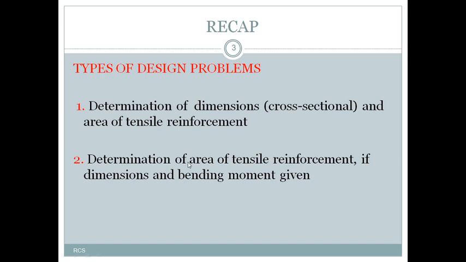In the second part, the dimensions like b and d are given and predefined, and according to that we have to calculate the area of steel. First we have to decide what type of section it is, whether an under-reinforced section or an over-reinforced section. In this type of problem, along with the dimensions the bending moment is given. With respect to the bending moment, we calculate the factored bending moment, and for the given grade of steel, we calculate the limiting moment of resistance.